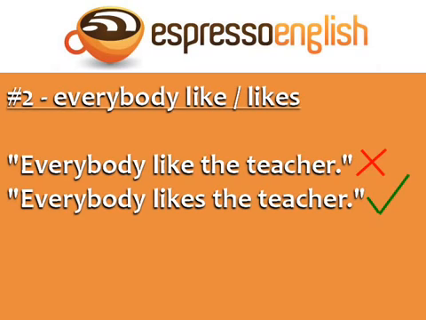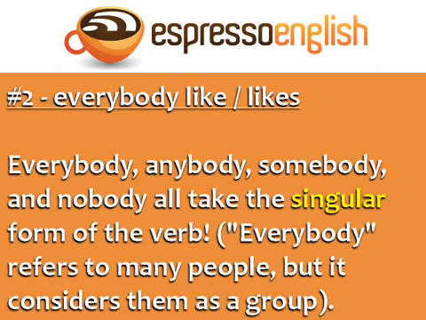Number 2. Everybody like or likes. Everybody like the teacher is incorrect. The correct sentence is, everybody likes the teacher. The words everybody, anybody, somebody, and nobody all take the singular form of the verb. Everybody refers to many people, but it considers them as a group.